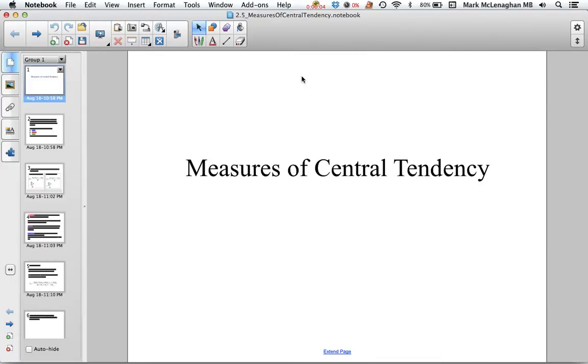Alright, here we are looking at measures of central tendency. So these are all measures of what's happening around the middle of a set of data. Tomorrow we'll talk a little bit about spread, so what's happening out on the outside of the data. So when you put the two together, you get a fairly good picture of what's happening between the two.